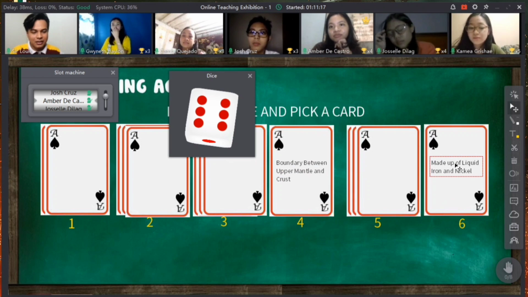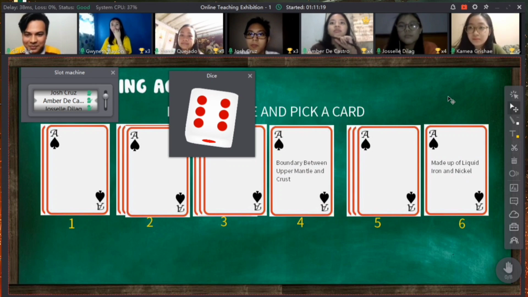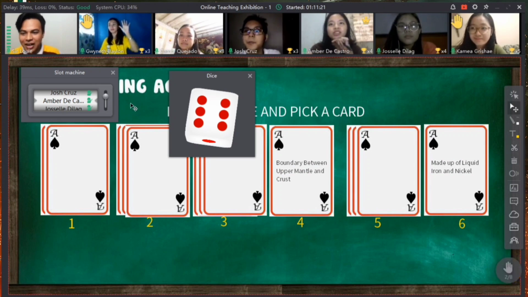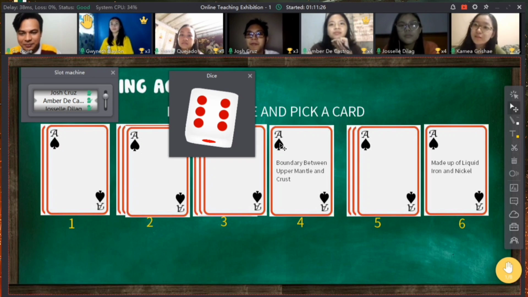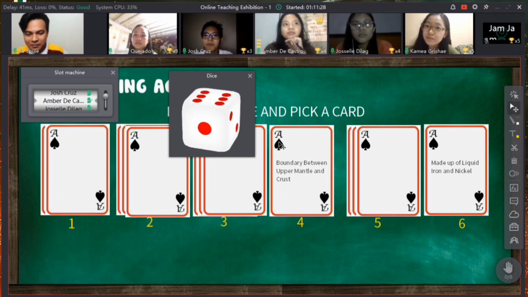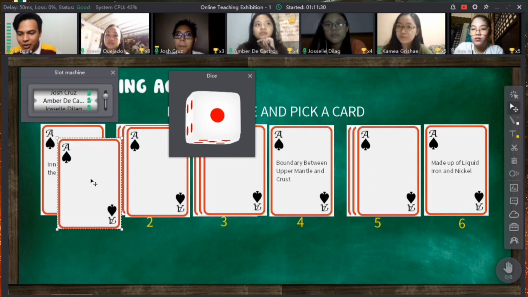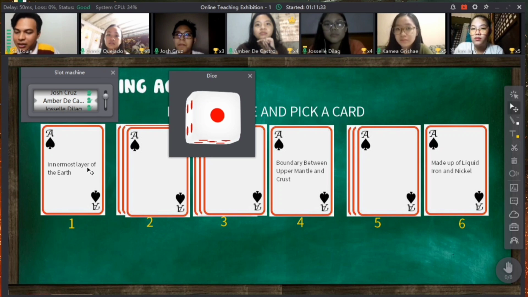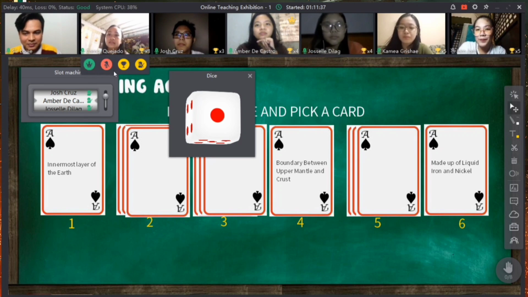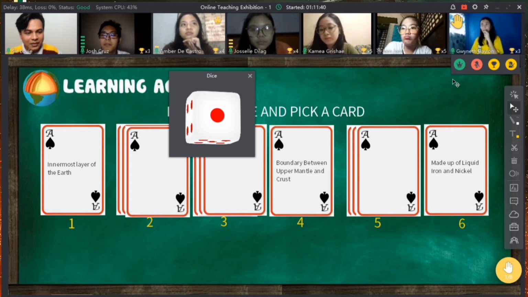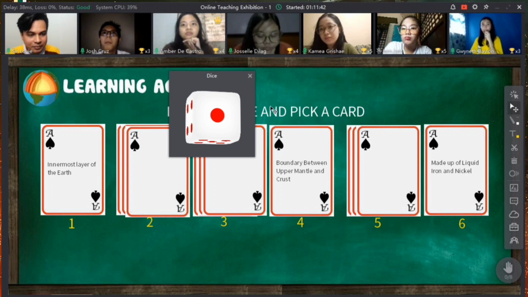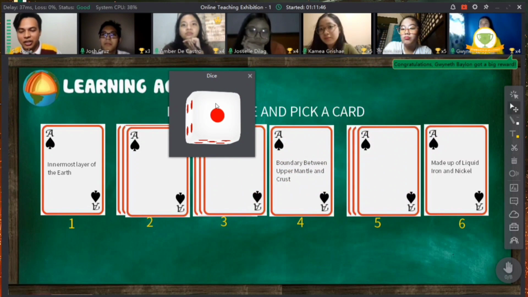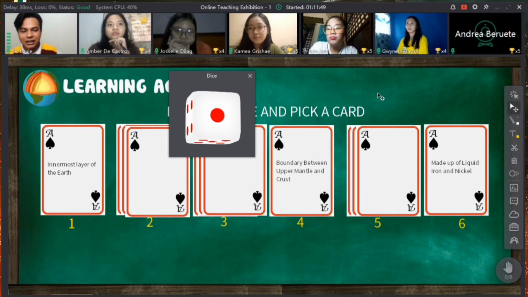Okay, sige. Who have I not called yet? Sige, Gwen, I want you to click the dice. Okay, number 1. Innermost layer of the earth. Where is Gwen? Okay, what is your answer? The innermost layer of the earth is the inner core. Inner core, very good.